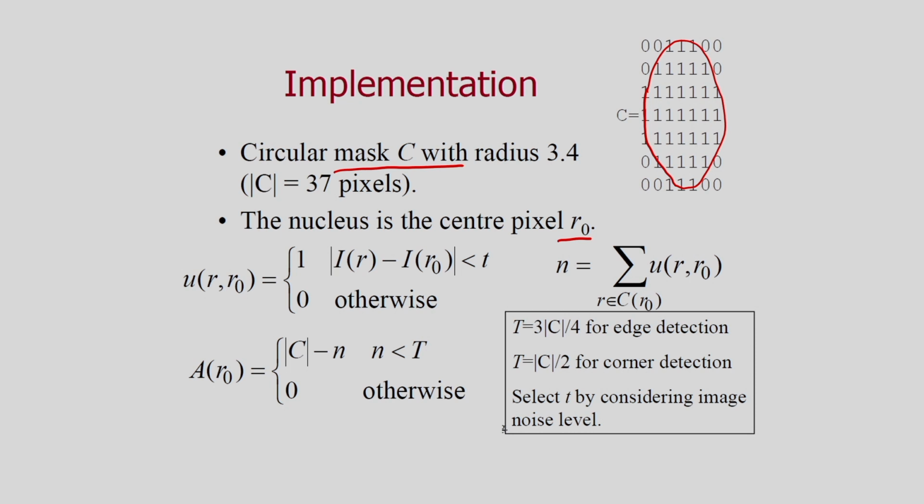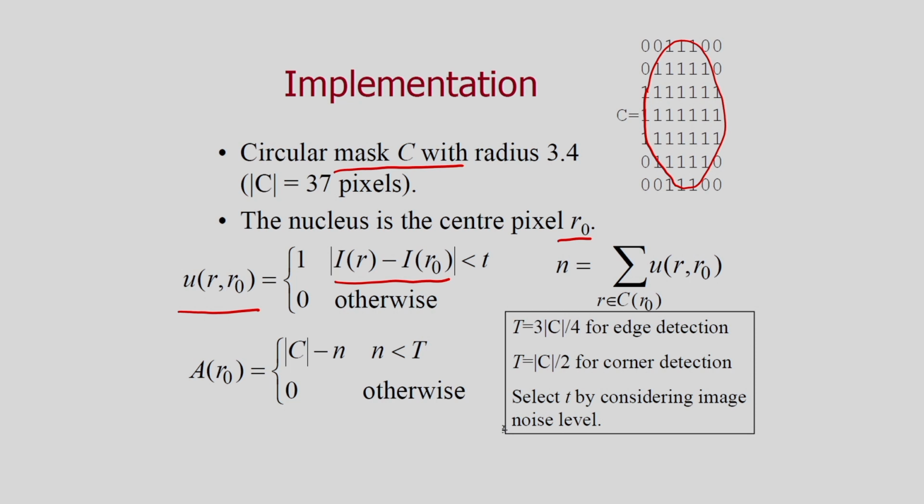Now in this case, I am considering U(r, r0), which is equal to 1 if the difference I(r) minus I(r0) is less than a particular threshold, otherwise it is 0. So what is the meaning of this? It is used to determine the portion of the template with intensity within a threshold of the nucleus. That is what I am considering, U(r, r0).